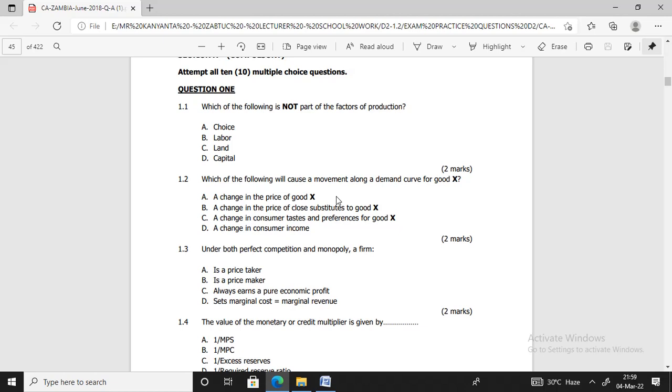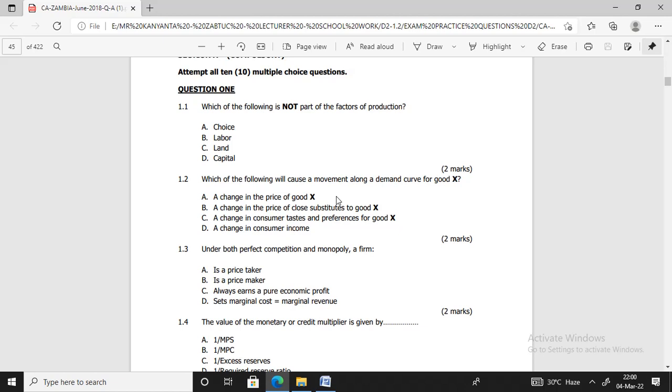So it's not always that perfect competition firms earn pure economic profits. They may earn economic profits at the start, but because of competition, the economic profits will be competed away. Economic profits are simply abnormal profits. The part D, set marginal cost equals to marginal revenue. Marginal cost equals to marginal revenue.